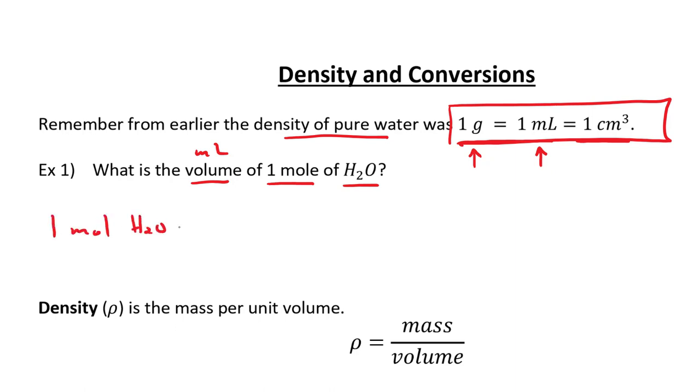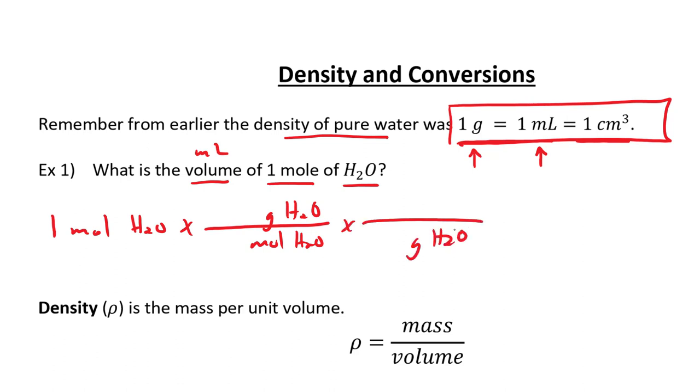1 mole of water multiplied by my molar mass. Moles on the bottom, grams on the top. I will then have grams of water that I can convert to mils of water, because I have the density. 1 mil is 1 gram.